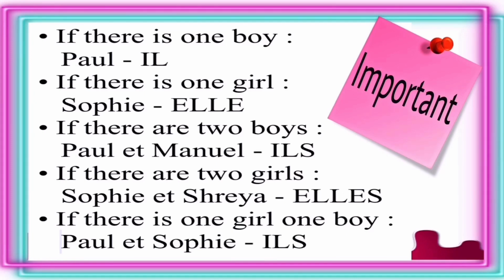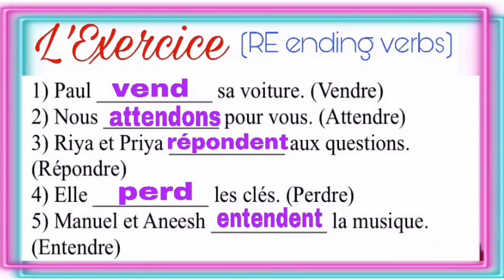Now pay attention here in the last one. If there is one boy and one girl, then we will conjugate the verb with ils. Okay, so now let's do the exercise. The first question is Paul dash sa voiture, and the verb in the bracket is vendre, which means to sell.